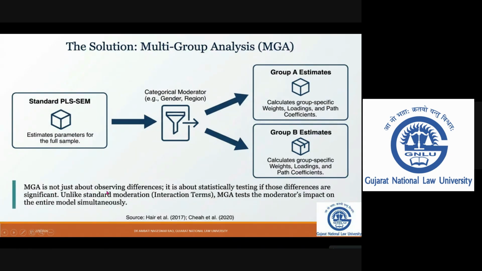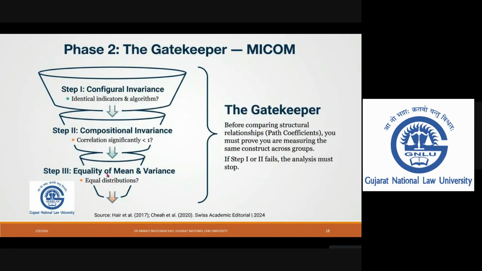MGA is not just about observing differences. It is about statistically testing if those differences are significant. Unlike standard moderation, which we have conducted till now, that is interaction analysis, MGA tests the moderator's impact on the entire model simultaneously. Thanks to Hair and Cheah for their contribution. If you want to conduct multi-group analysis, there are 3 important steps one has to fulfill, in addition to the measurement and the structural model.